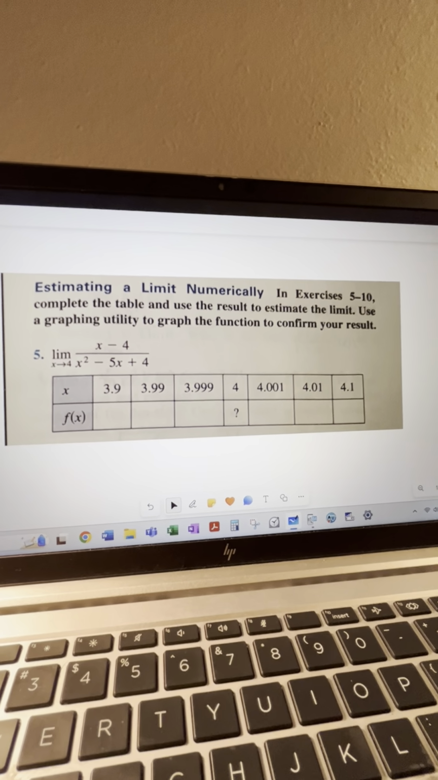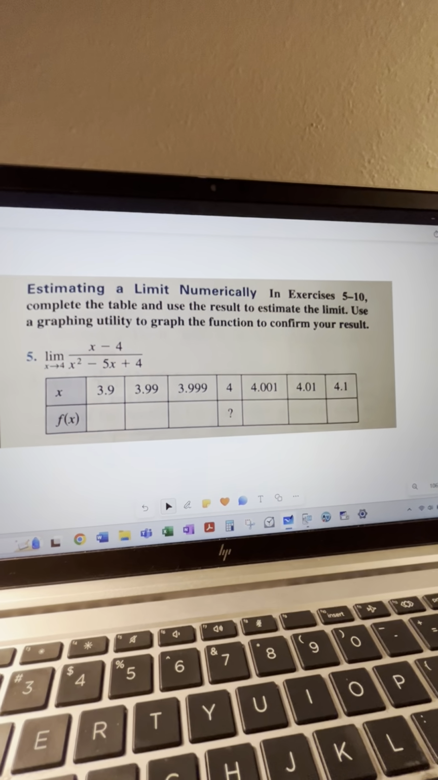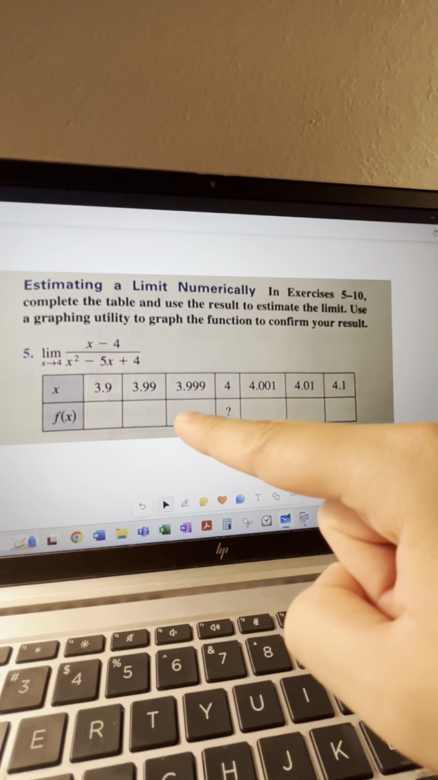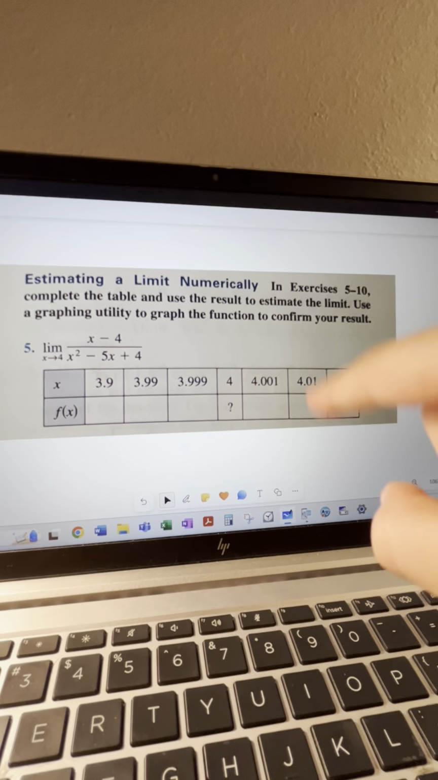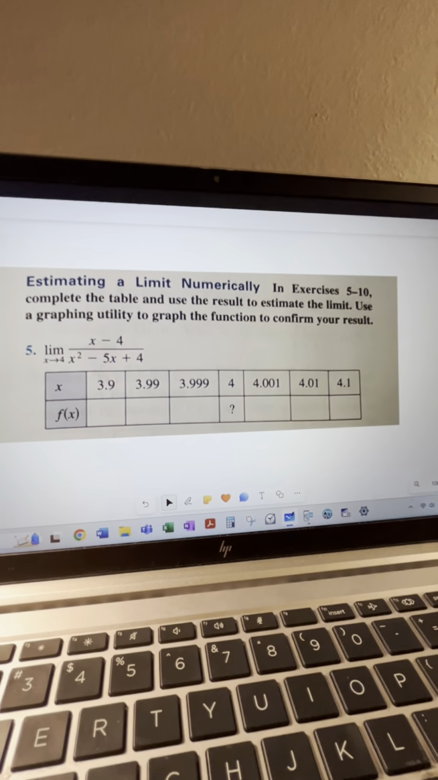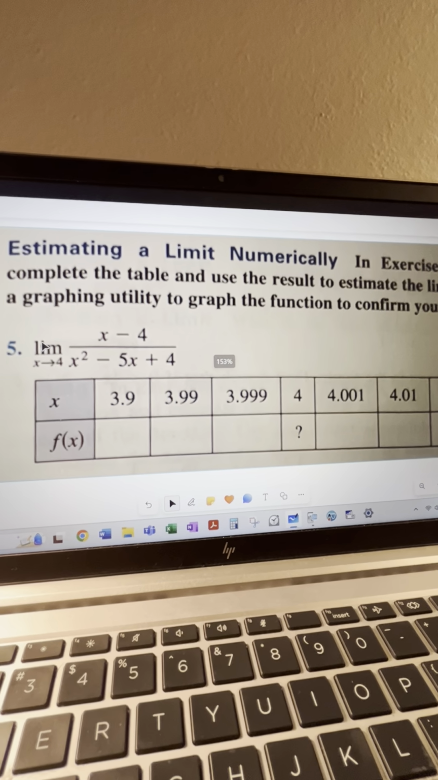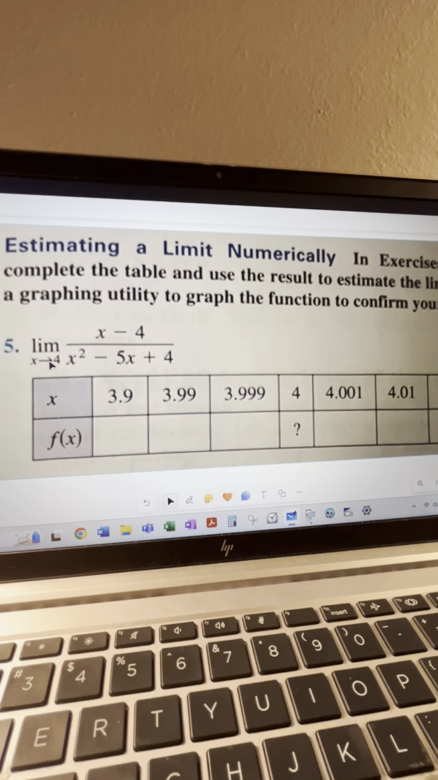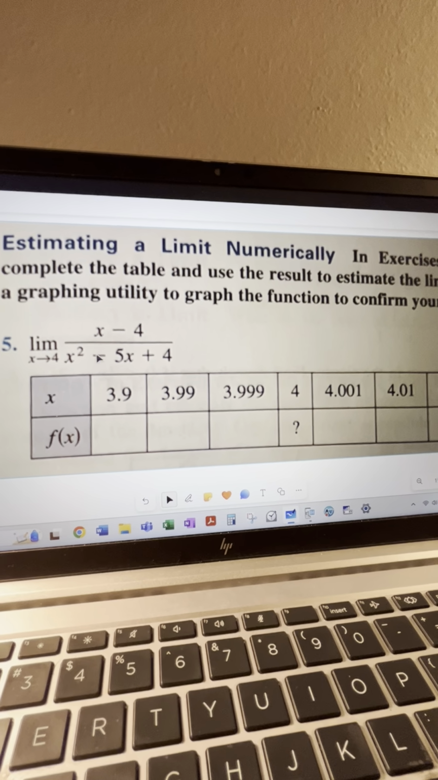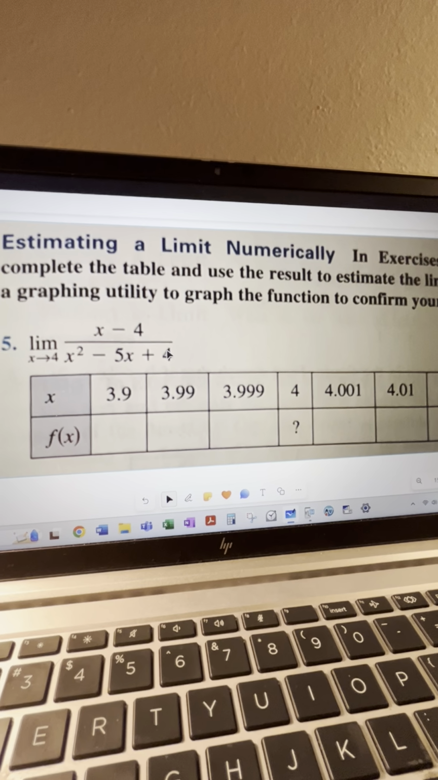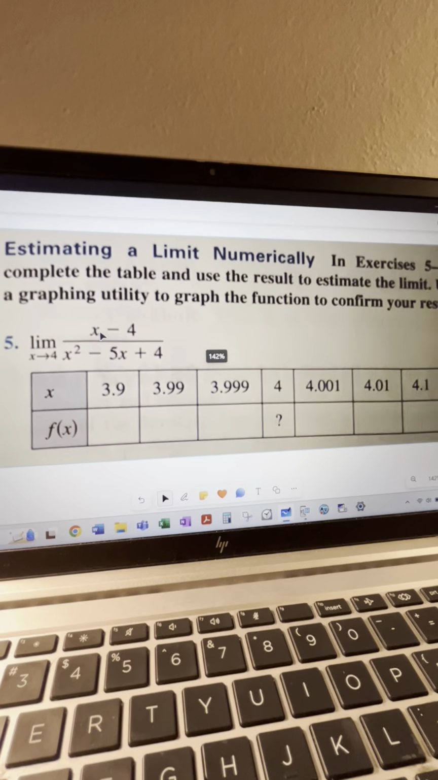All right, so let's go over question number 5 under estimating a limit numerically. Notice here that in this problem, they give you a table of values. If we look at the question for number 5, they're wanting us to find the limit as x approaches 4 of (x minus 4) all over (x squared minus 5x plus 4). So this right here is the function that we're working with.